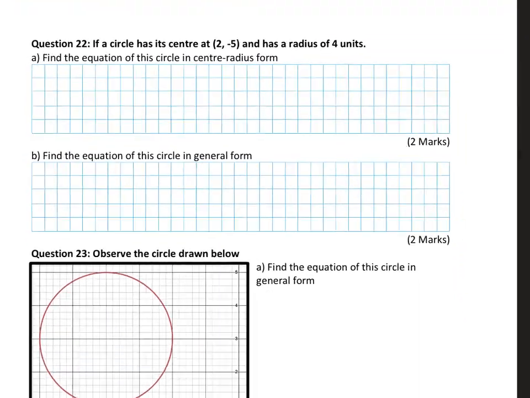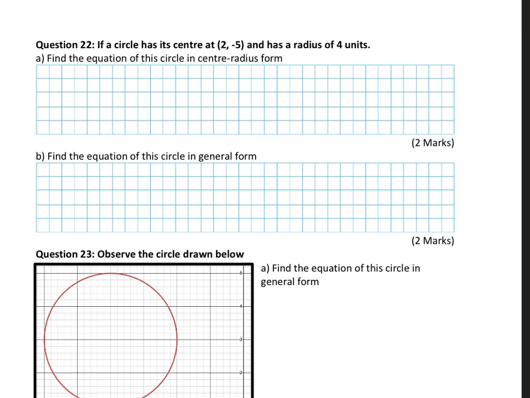Circles. If a circle has its center at 2, -5 and has a radius of 4 units, find the equation of the circle in center radius form. So it's going to be x take 2 squared plus y plus 5 squared equals the radius squared, which is 4 times by 4, 16.